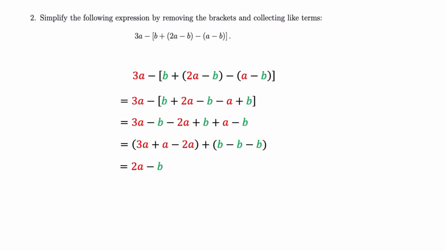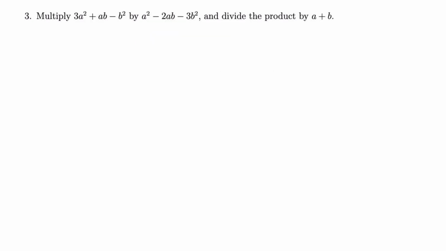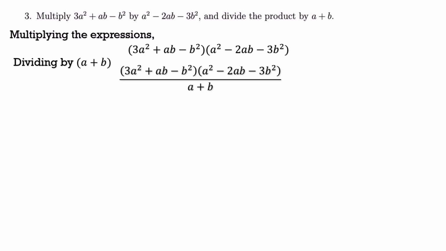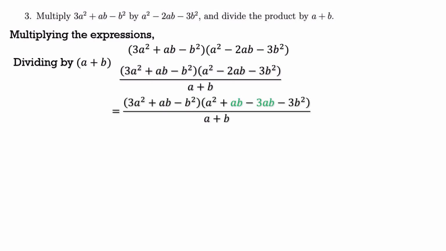Not so difficult, right? Now let us see what the third question is about. It is asking us to multiply two algebraic quantities and then divide by A plus B. Very well, so the first step is to multiply the expressions, and then we divide by A plus B. The expression that we need to simplify looks like this. First, notice that the second term in the numerator can be factored. Write it as AB minus 3AB.